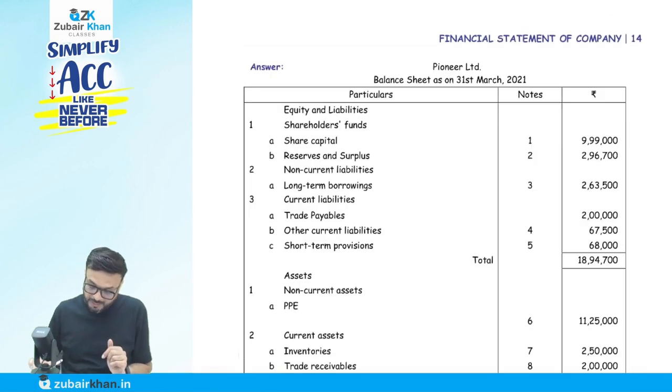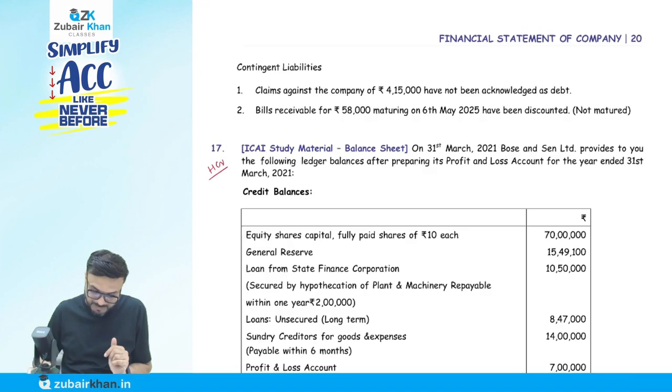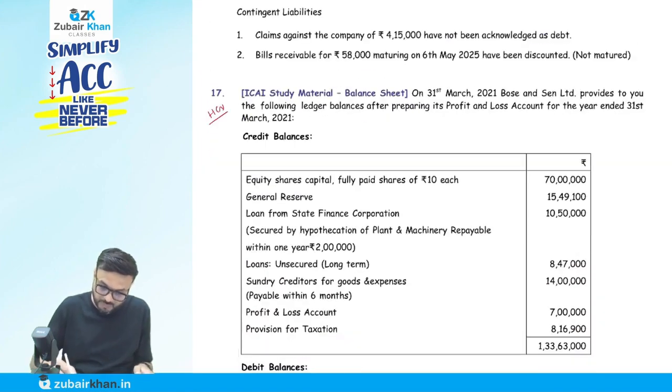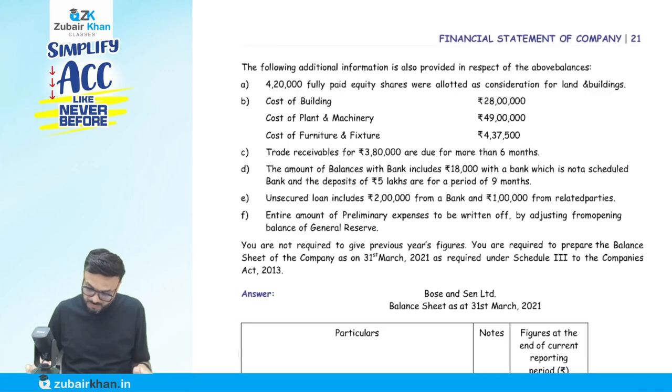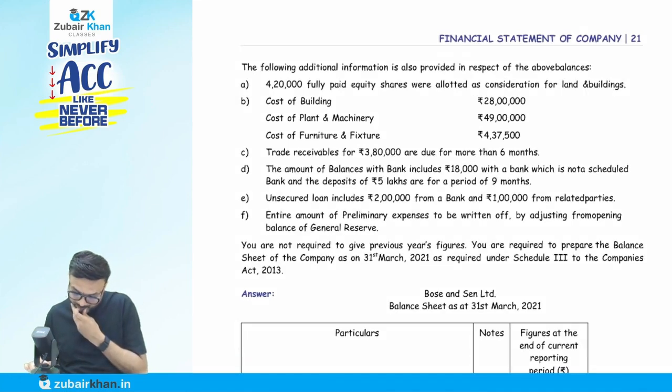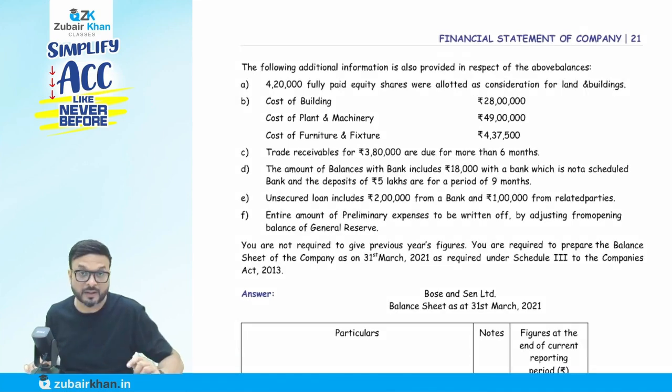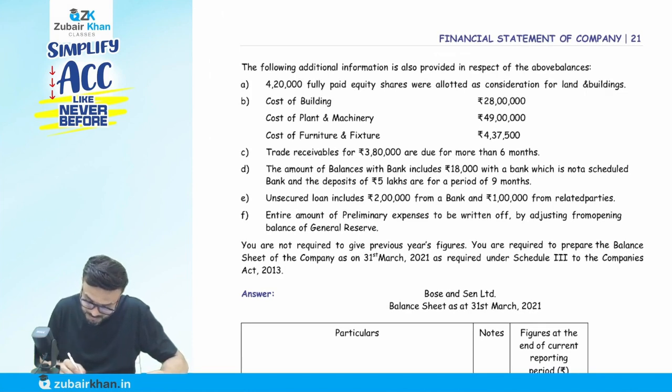Okay. Now after that, here you have question number 16. 17 is also homework. So this is a simple question. 17 is homework. You can do it. Is anything new here? Okay, let me see that. Now here, the first is cost, okay, trade receivable, okay, amount of, okay.